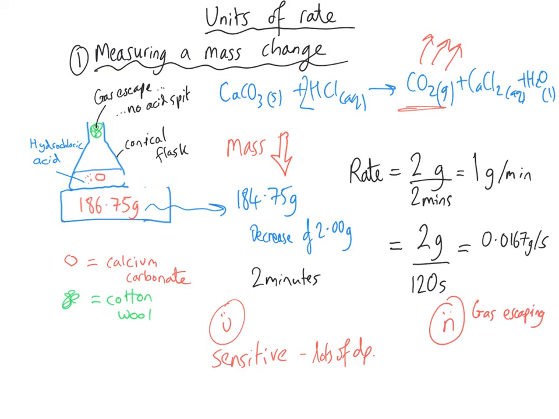The other problem in this experiment is for gases that have a very, very light mass, such as hydrogen. Hydrogen has a relative molecular mass of 2, and so that means that the mass will not change very much at all for hydrogen in this experiment.